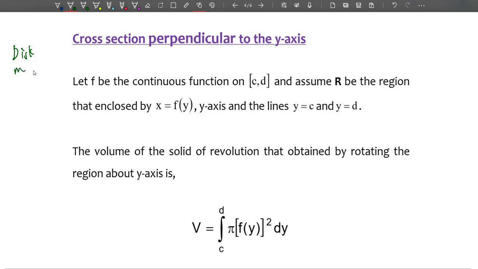Okay, this one is for this method, where the cross section is perpendicular to the y-axis. We let f be a continuous function on the interval c to d, and assume that R is the region enclosed by x equal to f(y), the y-axis, and the lines y equal to c and y equal to d. Therefore, the volume of the solid of revolution obtained by rotating the region about the y-axis is going to be V, volume, equals the integral from c to d of pi f(y) squared with respect to y.